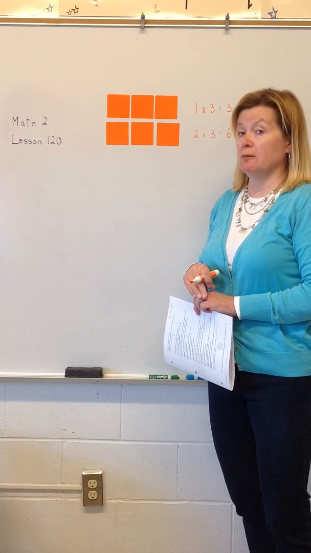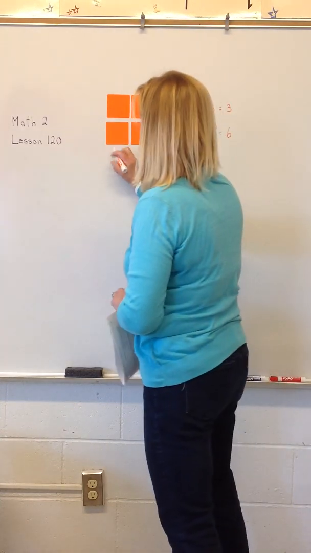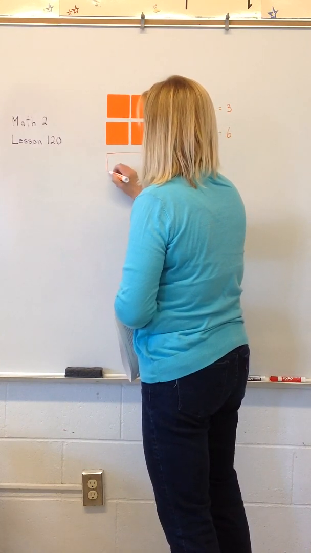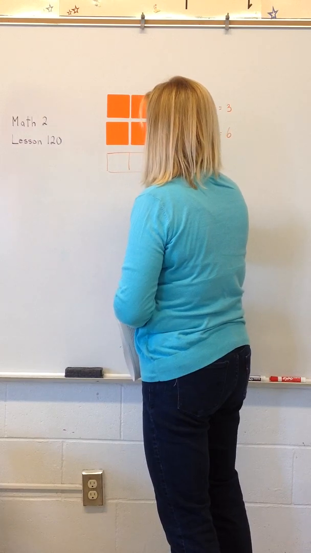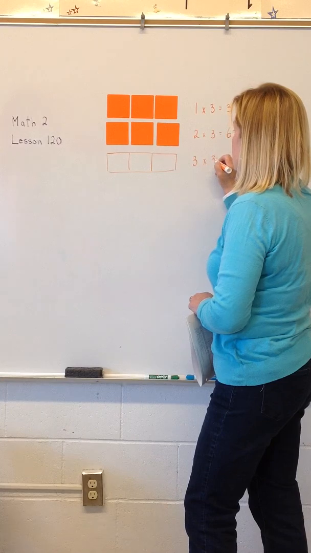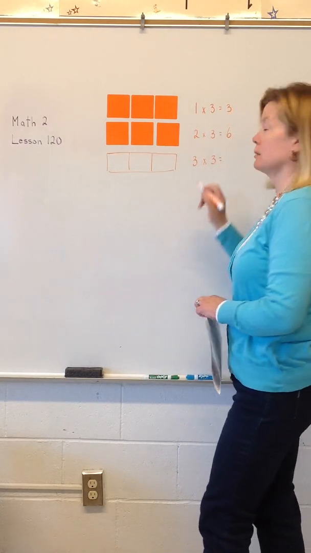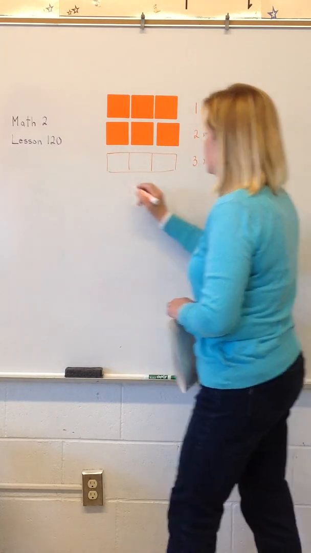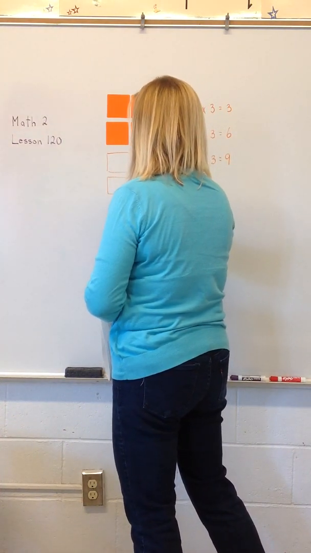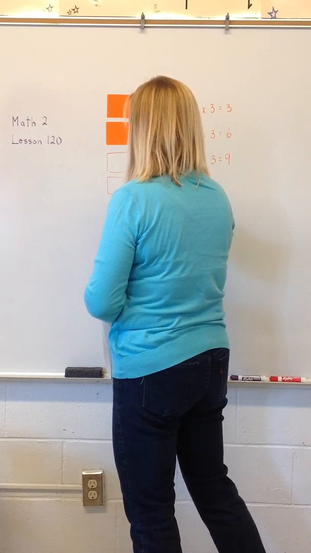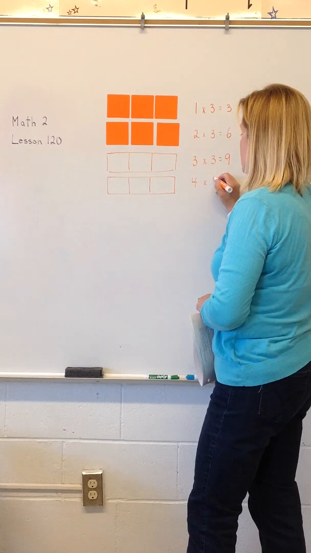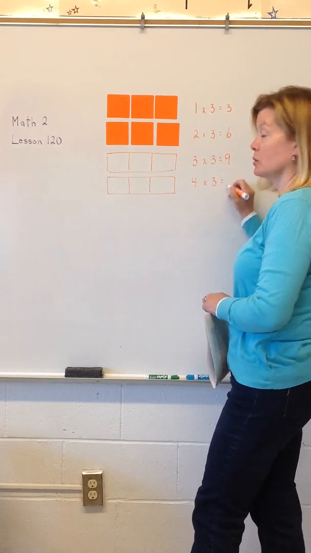So see if you can figure out what the next one will be. I'm just going to make a rectangle and divide it into 3 pieces. Be easier for me to draw that way. So now I have 3 groups of 3. How many squares do I have altogether? 9. Okay, here's my next one. How many squares will I have now? Remember, I have 4 groups of 3. 12.